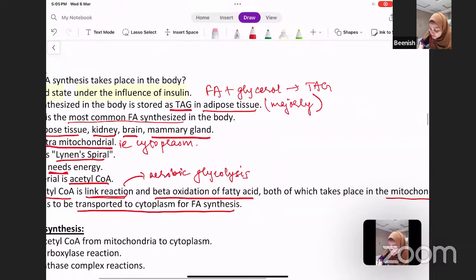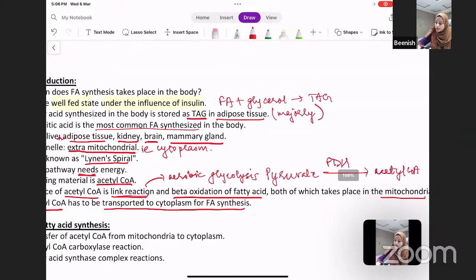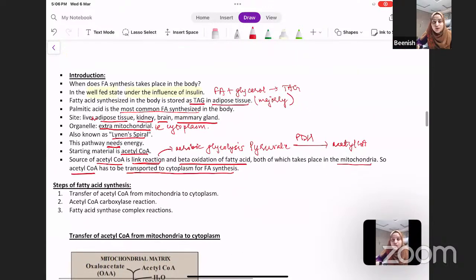Where your pyruvate that was formed from glucose via glycolysis converts into acetyl-CoA, and the enzyme is pyruvate dehydrogenase. Okay, so these are the sources for fatty acid synthesis. The initial substrate, that is the starting material, is acetyl-CoA. So what is the source for acetyl-CoA? Aerobic glycolysis, the link reaction, and the beta oxidation of fatty acids.